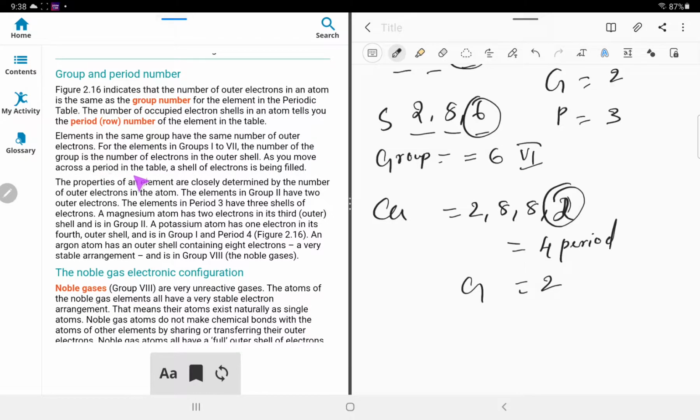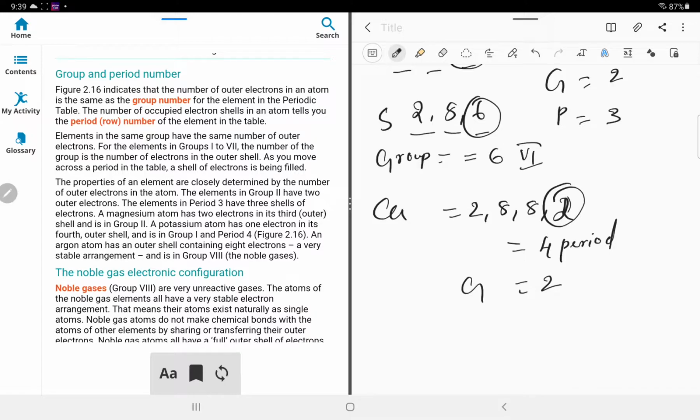So as you move across a period in the table, a shell of electrons is filled. So the properties of an element are closely determined by the number of outer electrons in the atom. That is, elements in group 2 have 2 outer electrons. Right, if it is group 2, how many electrons will its outermost shell have? 2 electrons. If it is group 6, how many electrons will its outermost shell have? 6 electrons. So using the group number we can say how many electrons are in the outermost shell. Similarly for the period, if it is the third period, how many shells will there be? 3 shells. If it is the fourth period, how many shells? 4 shells. So we can discuss like that.